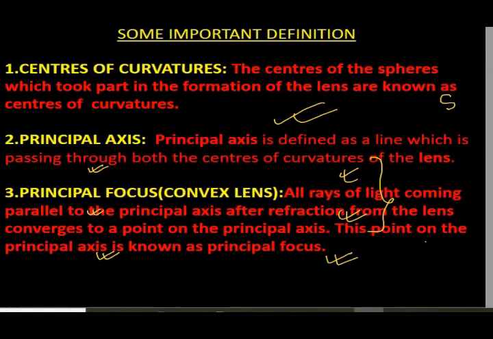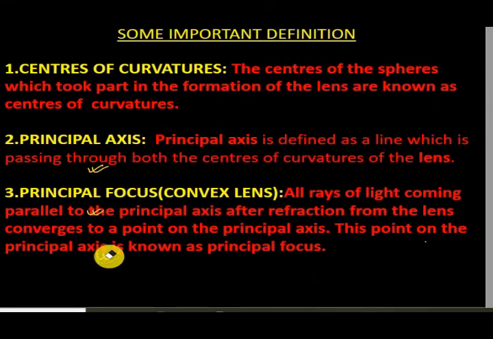Now let us see the definitions. Centers of curvature. Now let us define what they are. The centers of the spheres which took part in the formation of the lens are known as centers of curvature. Those two spheres which we took to form the lens have two centers, that is, their own centers. For example, if you take two circles, then they will have centers. Those centers of the spheres which we took, we call them centers of curvature.